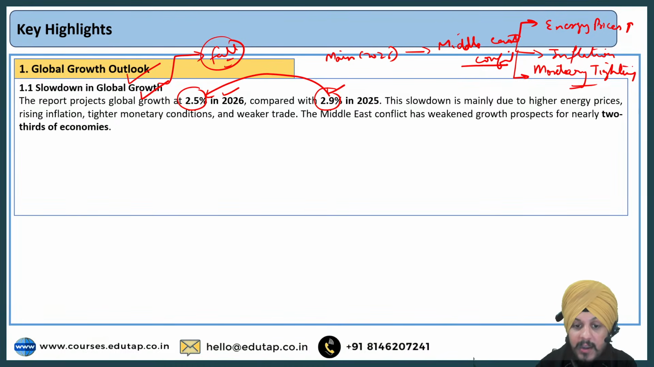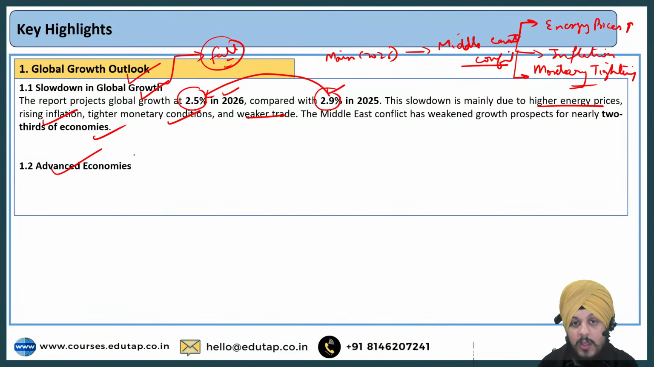And we are talking at the global level right now, not in context to India. We will talk about India later on, but this is about the global growth context. So it says that the slowdown is mainly due to high energy prices, rising inflation, and tighter monetary conditions, right? And weak trade too. And the Middle East conflict has weakened growth prospects for nearly two-thirds of the economies, right? So this is the first point.